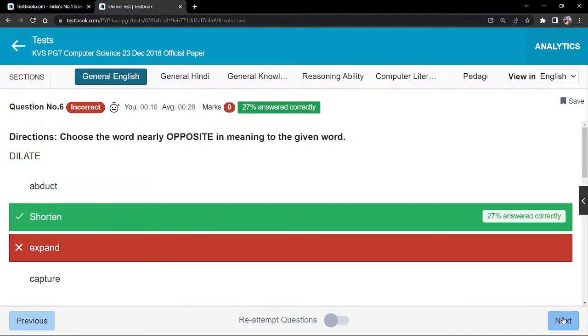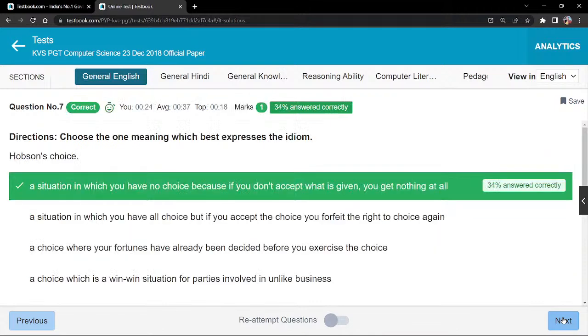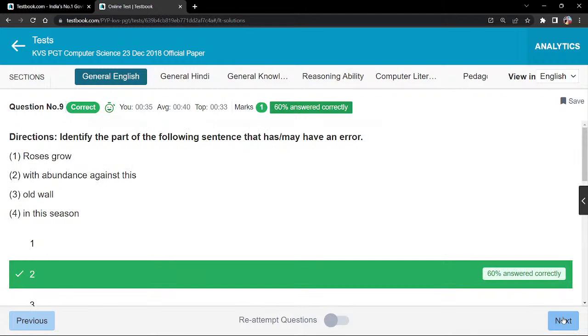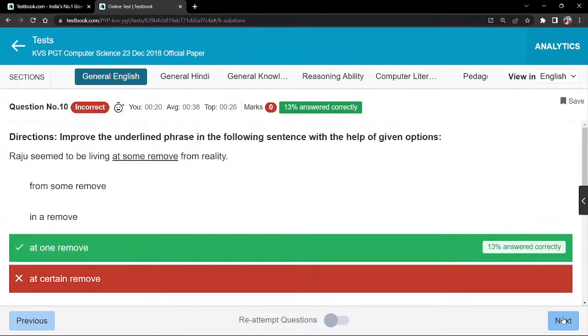Dilute means to weaken. Have no choice, no choice. Marginalia are notes written in the margin of a book or document you have read. At some remove, at one remove.